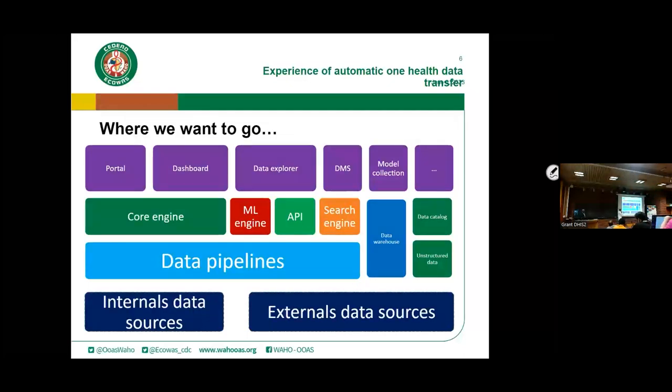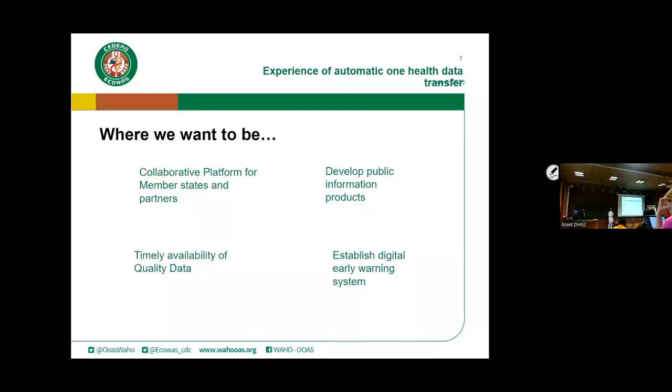We want our regional platform to be part of our information systems architecture, where we have data coming from the countries and from external data sources, passing through data pipelines, formatting them for ingestion into the regional data warehouse, which is based on DHIS2. And in the future, having things like machine learning and artificial intelligence based on the data we have, and also having things like a Data Explorer for researchers and other people, and being able to store unstructured data in a way that is accessible to our stakeholders.